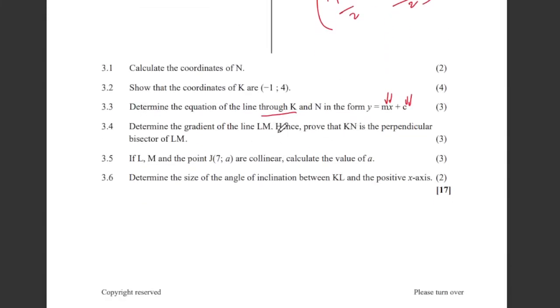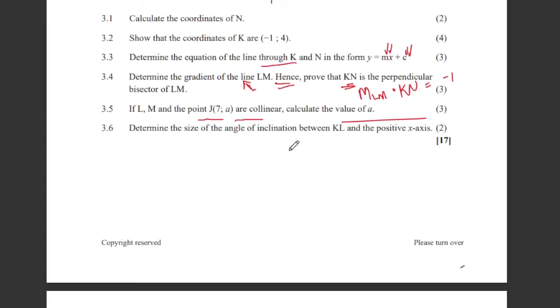And hence, so this word hence is like from where you stopped. So after getting this gradient, can we use that gradient to prove that KN is perpendicular? Remember what we said? Get the gradient of LM, you multiply it by the gradient of KN. If you get a -1, then draw a conclusion. 3.5, they are telling us we have this point J that is on the same line as LM. And they are telling us that those points are collinear. Calculate a, use the gradient.